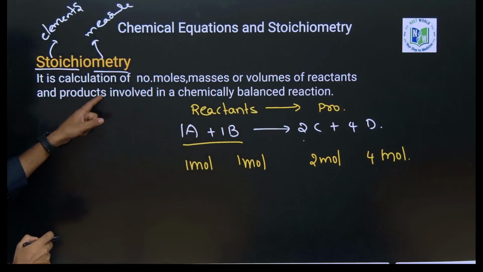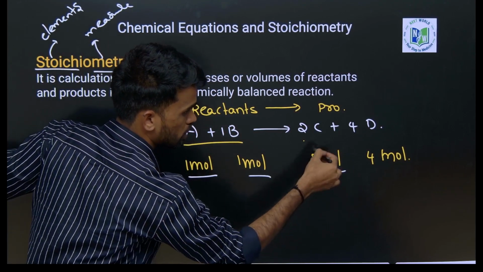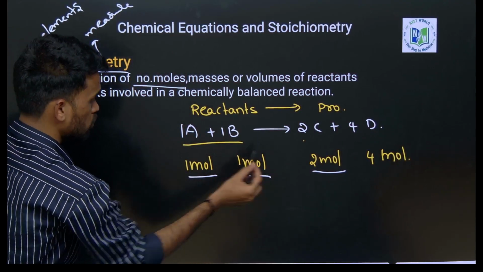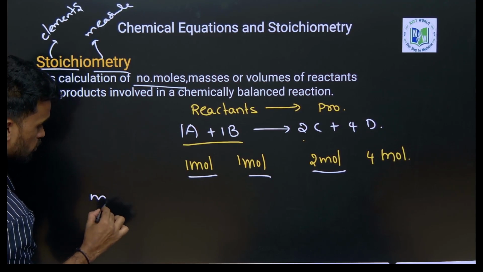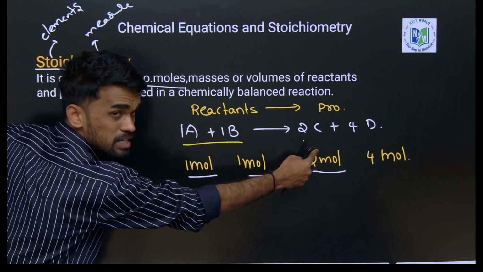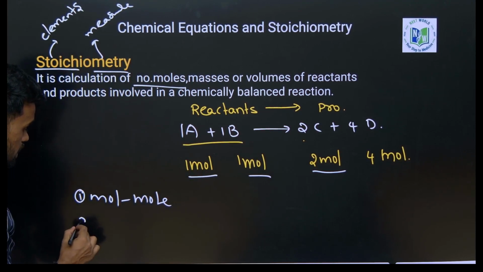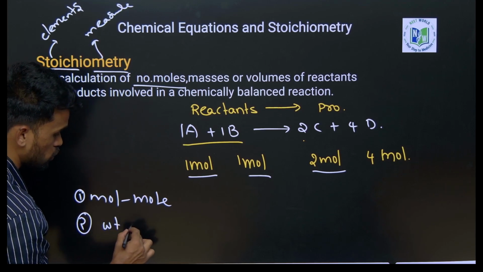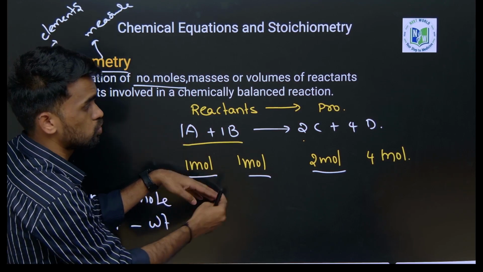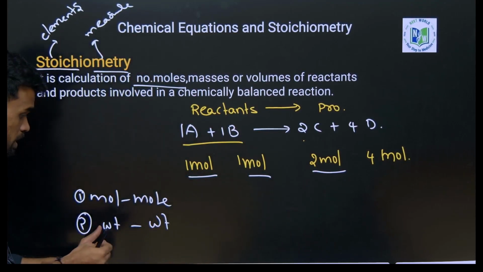It is used to calculate the number of moles. See here, 2 moles of product C is formed and 4 moles of product D is formed. So we can give a mole to mole ratio in stoichiometry. It means 1 mole of reactant giving some X moles of C, we can relate like that. The second thing is the weight to weight ratio. It means, for example, 5 grams of A reacting with B to give some 10 grams of C. So we can relate weight to weight also.